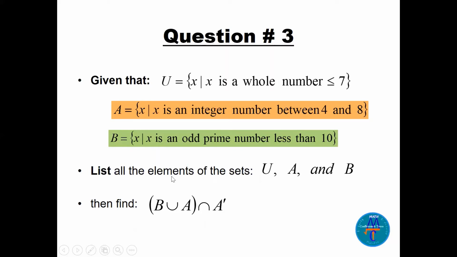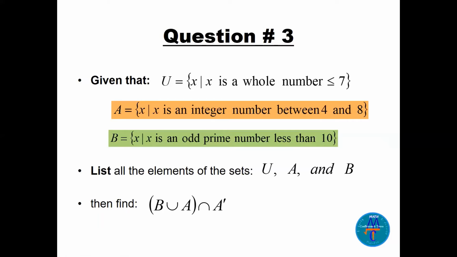We need two things here, please. List all the elements of the sets U, A, and B. So list the elements in the U, elements in the A, elements in the B. Then find B union A intersection A prime. A prime means the complement.